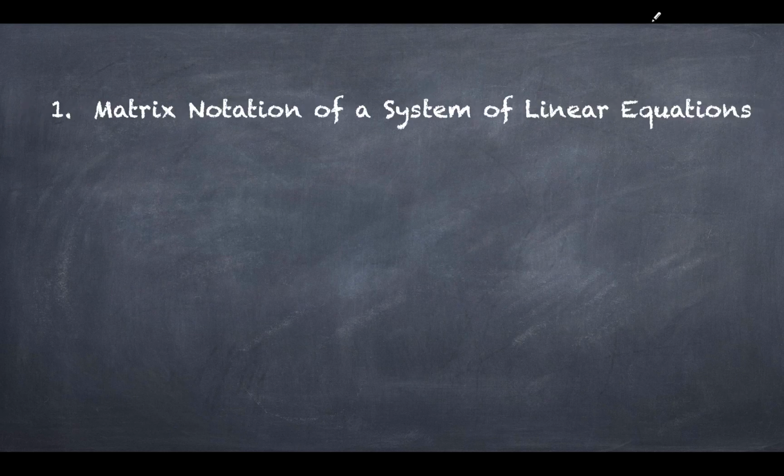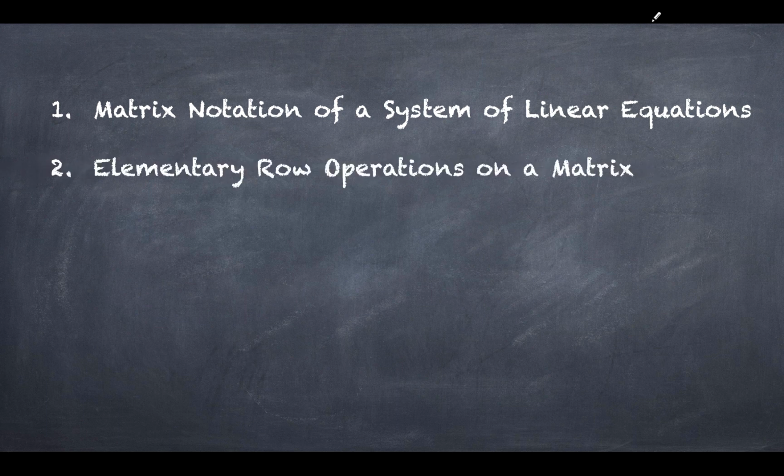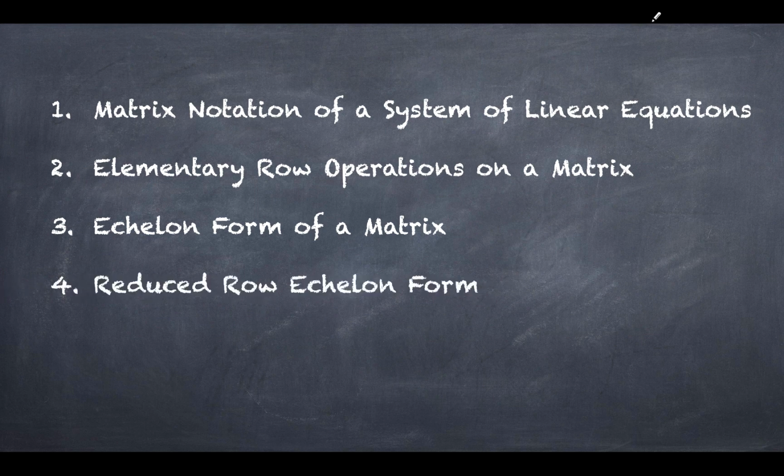In this video, we will discuss the representation of a system of linear equations in matrix form, and we will discuss some elementary row operations on a matrix which will be helpful to obtain the triangular form of a matrix. We will also discuss the echelon form of a matrix and the reduced row echelon form of a matrix.